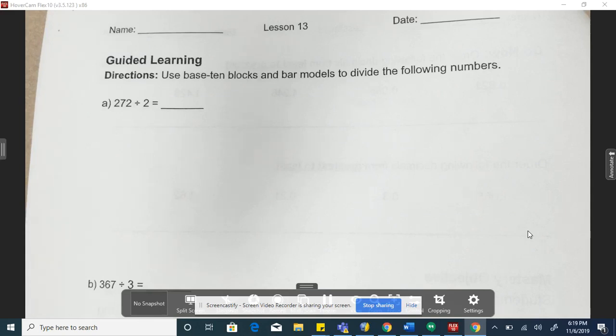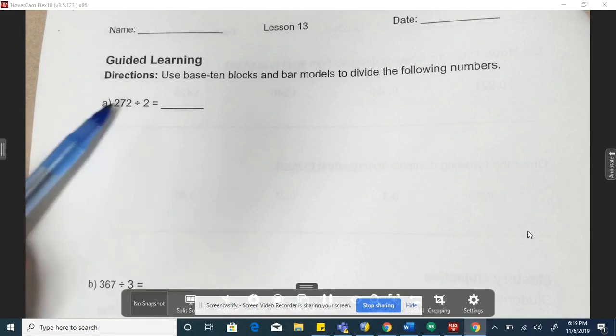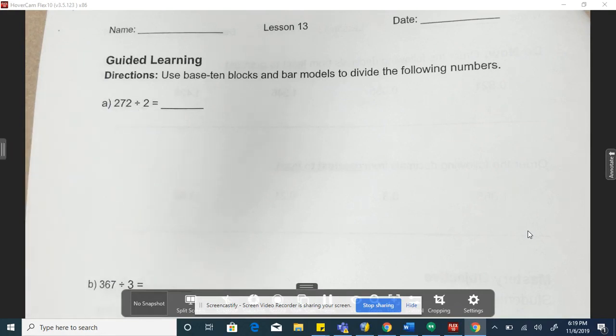Today's lesson is very similar to yesterday's lesson. We're just now going to be dividing 3-digit by 1-digit whole numbers, and we're also going to be including remainders today. So let's start by writing 272 using base 10 blocks.